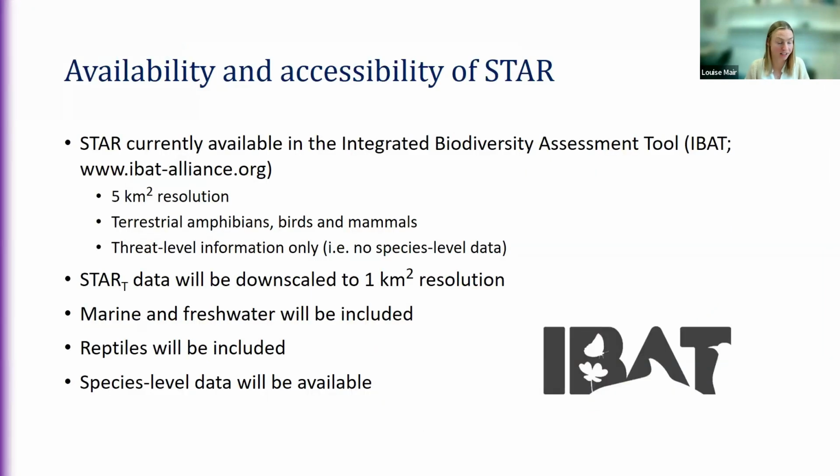In terms of how you actually get your hands on these data, so at the moment, the resolution of STAR is 5 kilometre. And STAR is variable in the Integrated Biodiversity Assessment Tool, or IBAT. It's only available for terrestrial amphibians, birds and mammals, and it's only threat level information that's available. So we do not yet have species level data included, but we're working on tackling all of this.